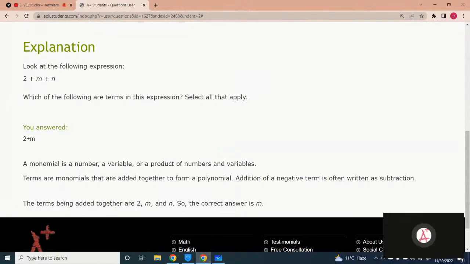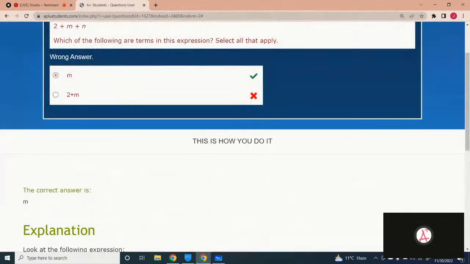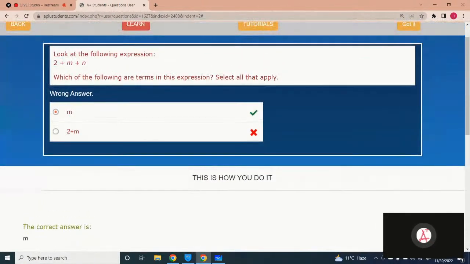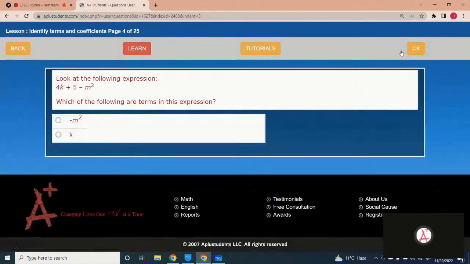The terms being added together are 2 and m and n. So what they asked, which of the following are terms in the expression? The expression is 2 plus m plus n, and m is the term. Basically, you have to select the term. So m is a term in the expression. Got it? Okay.